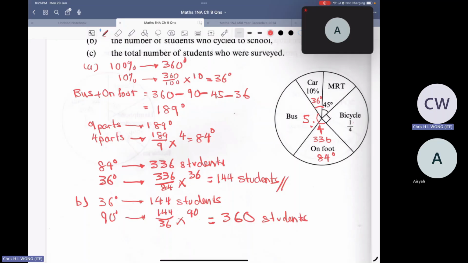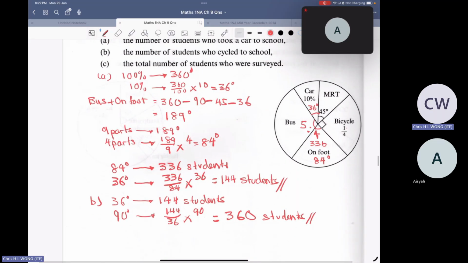So two lines. You do the last one for me. Your job is to find out what is the total number of students surveyed. Again, you do. How do you do it? Find out how many students were surveyed.